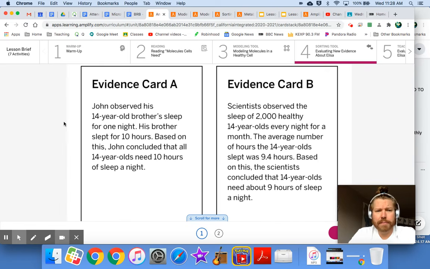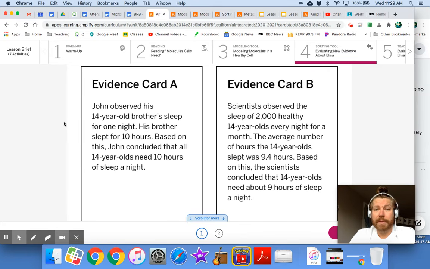Evidence card A says, John observed his 14-year-old brother's sleep for one night. His brother slept for 10 hours. Based on this, John concluded that all 14-year-olds need 10 hours of sleep a night. Make sense? Or does it?